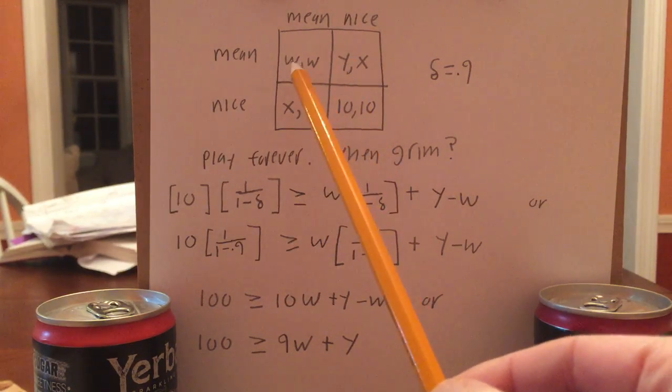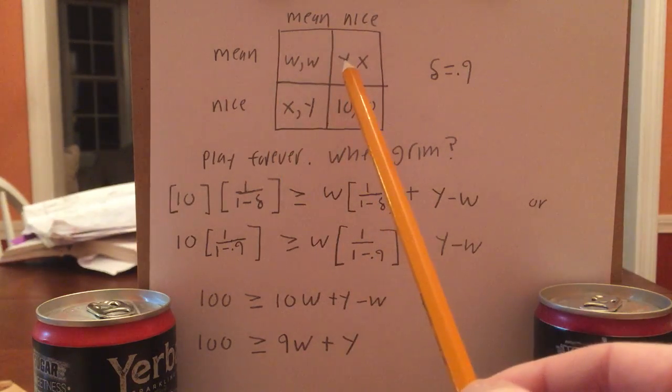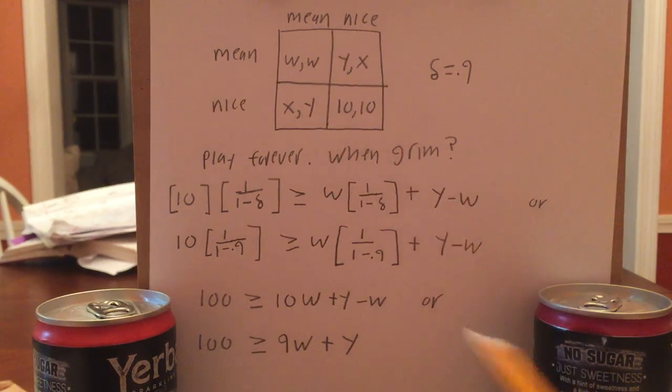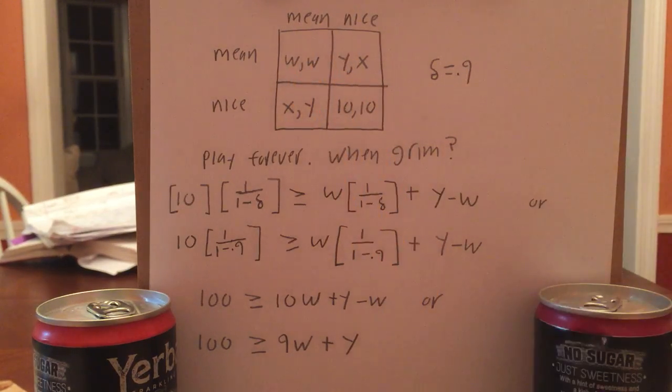If Y is 1 more than W, and I take advantage of you, so I get the take-advantage outcome of Y, then I would get an extra 1 this round. So for every dollar amount that Y is above W, that's the extra amount I get. So this has to be my payoff if I am mean forever where you're playing Grim, and that's because Y minus W is how much extra I get in the initial round, and then I'm getting the W forever.